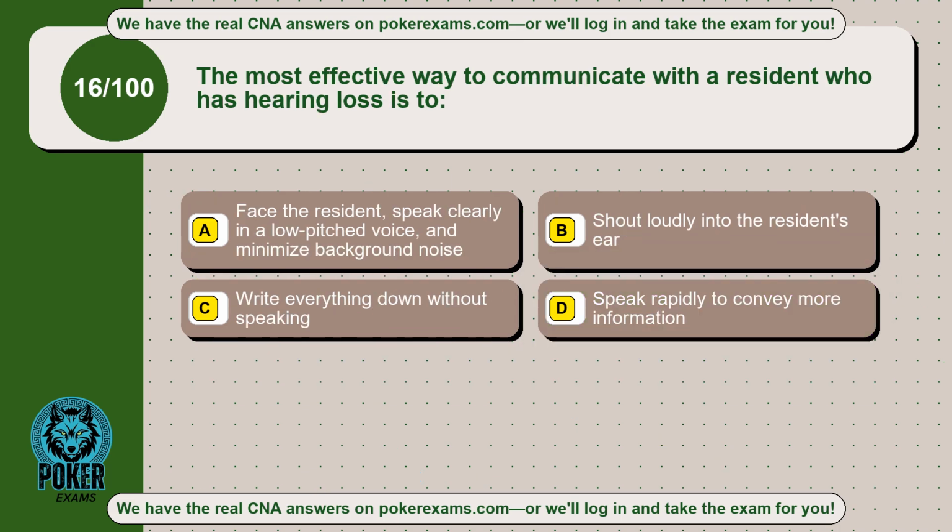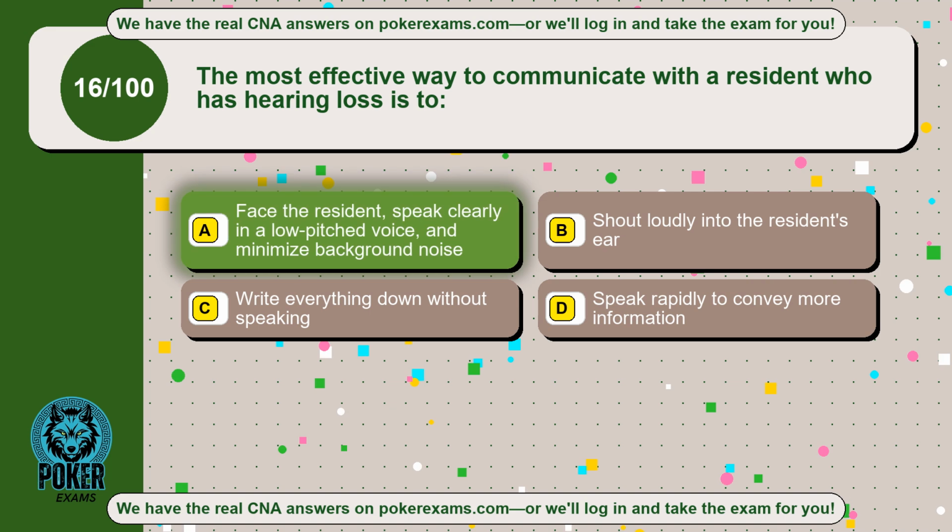Question 16. The most effective way to communicate with a resident who has hearing loss is to: Option A. Face the resident, speak clearly in a low-pitched voice, and minimize background noise. Option B. Shout loudly into the resident's ear. Option C. Write everything down without speaking. Option D. Speak rapidly to convey more information. The correct answer is option A.